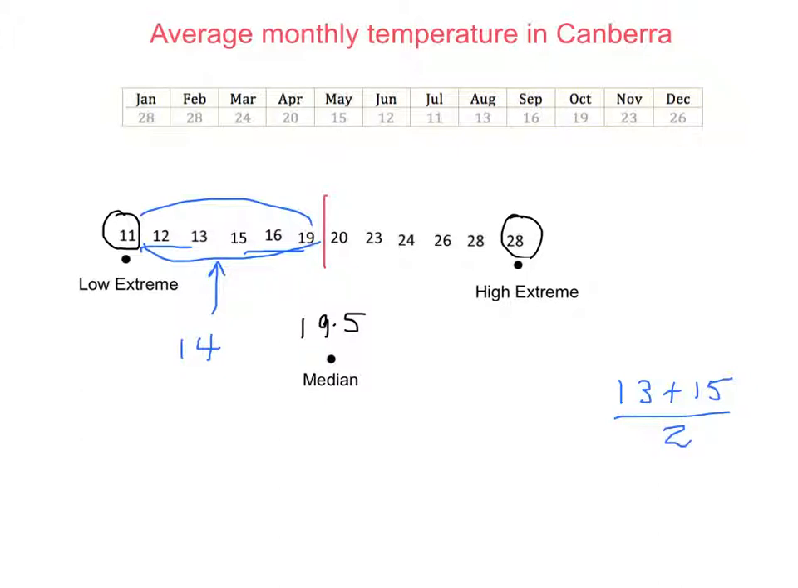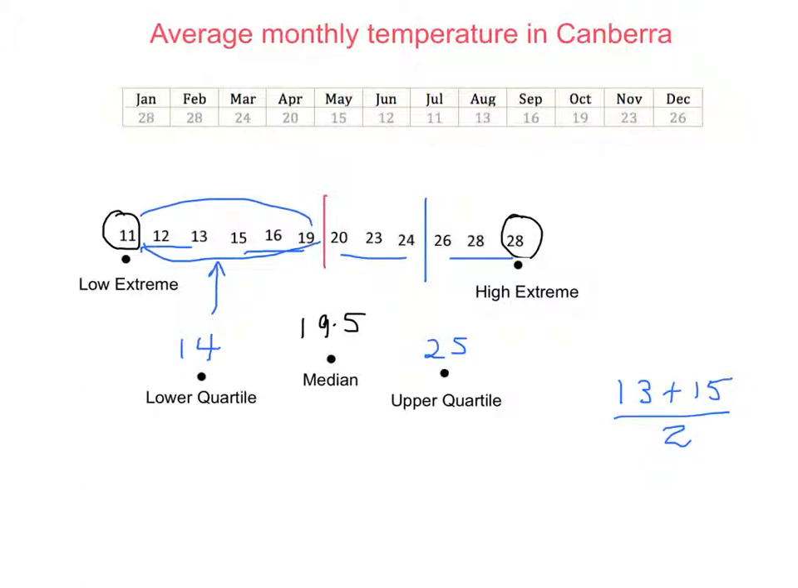So 14 is our middle of the left-hand side, our lower quartile, and in our upper quartile we've got 3 temperatures. So again the middle temperature is between 24 and 26. So that's obviously going to be 25. We could add 24 plus 26, which is 50, divided by 2 is 25. That's our upper quartile number.